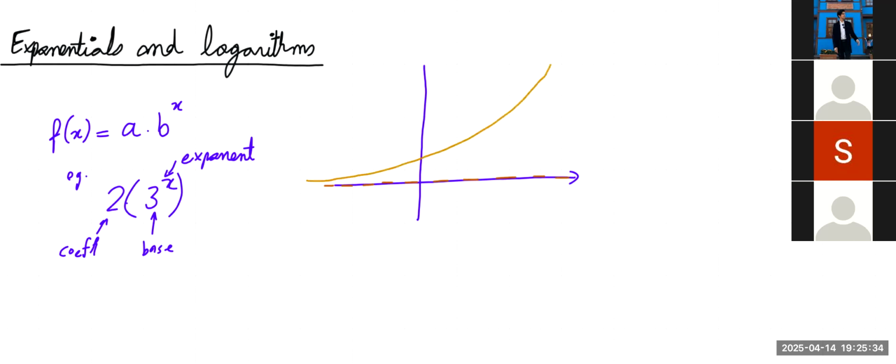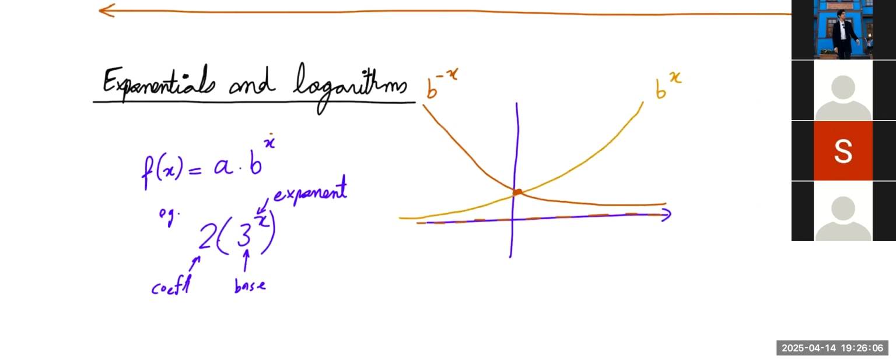If the power of x is positive, so if you have b to the power of x, it's going to look like this. And if the exponent is negative, it's going to look more like this. So again, if x is positive, you're going to have a growing exponential. If x is negative, if there's a negative attached here, it's going to look like a decaying exponential.